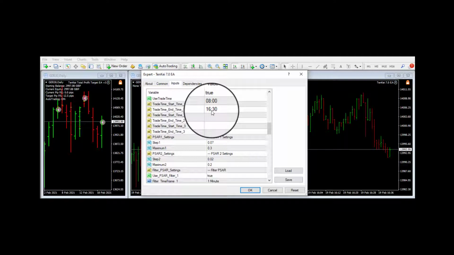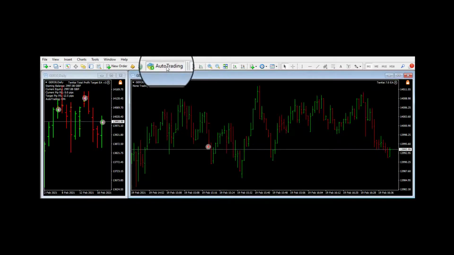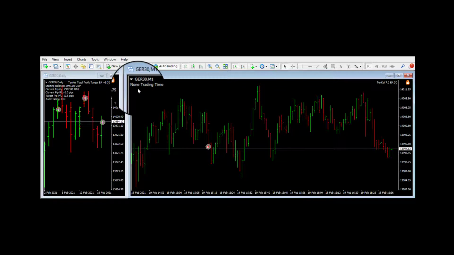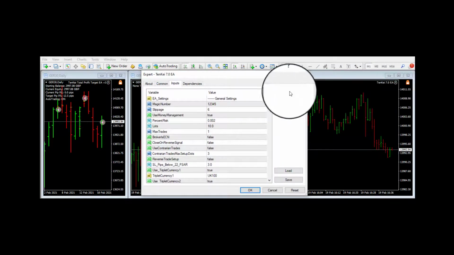The time is now 4:42. So when you switch this on to place more trades, this will say none trading time. So if ever you see none trading time, don't panic. Just go into the EA over here to find out why it is saying that.